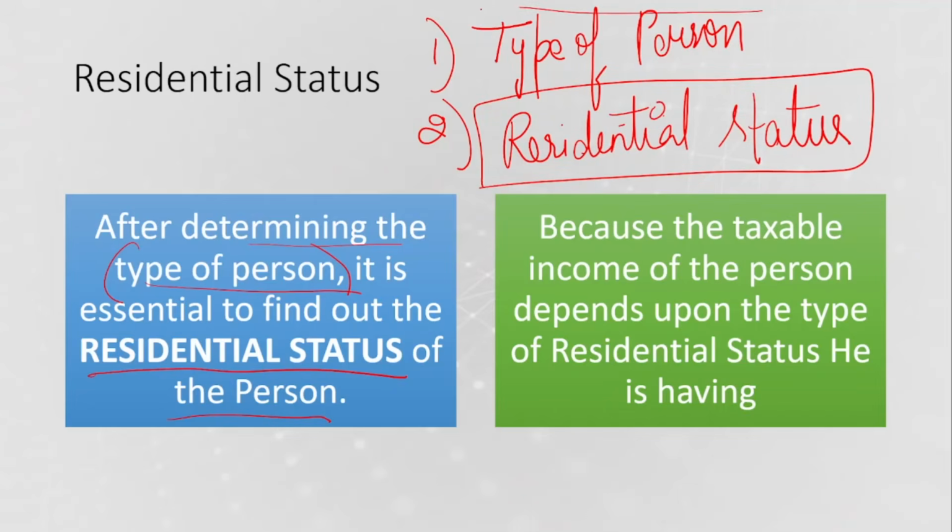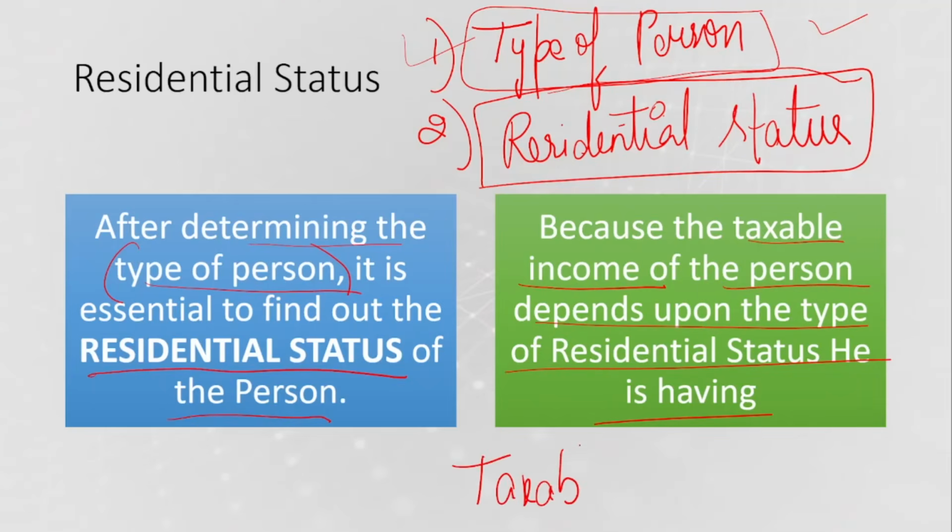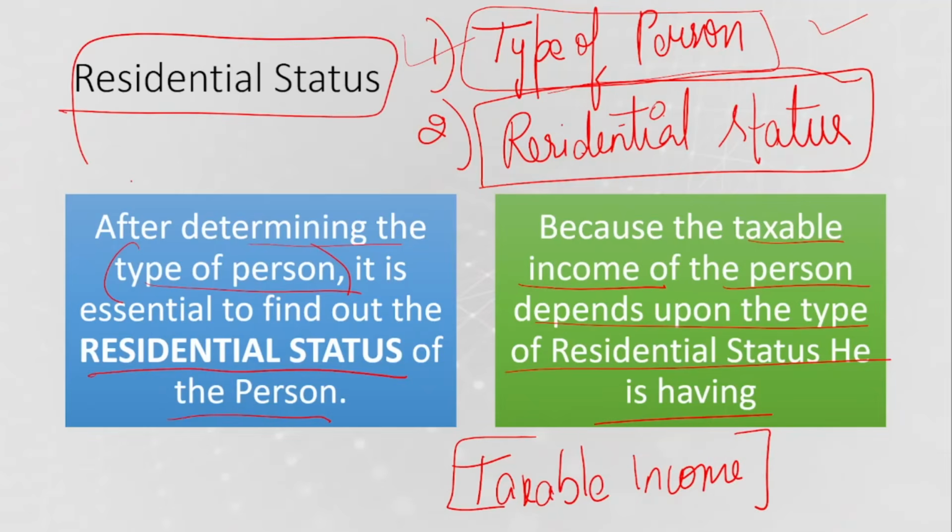Now in the last chapter we studied how to find the type of person. From this chapter we will discuss the residential status of the person. Last chapter ಅಲ್ಲಿ type of person ಬಗ್ಗೆ ಡಿಸ್ಕಸ್ ಮಾಡಿದೀವಿ. ಈ ಒಂದು ಚಾಪ್ಟರ್ ಅಲ್ಲಿ ರೆಸಿಡೆನ್ಷಿಯಲ್ ಸ್ಟೇಟಸ್ ಬಗ್ಗೆ ಪ್ರಾಬ್ಲಮ್ಸ್ ಮಾಡೋಣ. Because the taxable income of the person depends upon the residential status he is having. We all know what is taxable income, the income on which the tax will be levied. So that income depends on the residential status of the person.